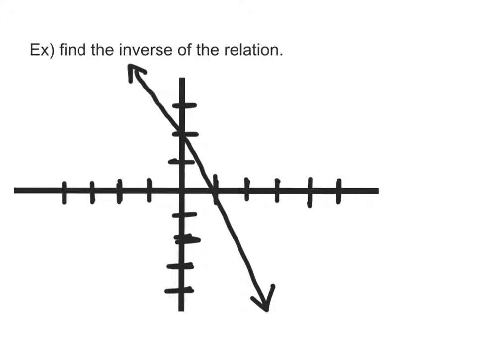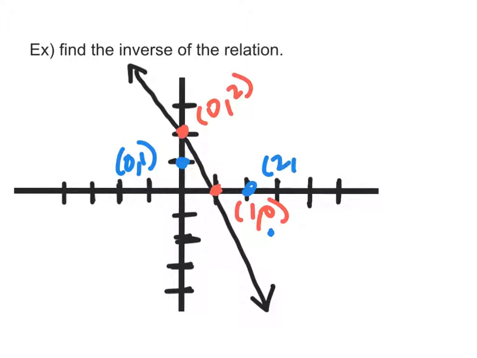Alright, so another example where we're going to find the inverse of this relation. In this case we have a line. So something to look at here is, let's look at these points that we know. Like this point here is (0, 2). This point is (1, 0). So if we flip-flop this, my inverse of this point here would be (0, 1). And then my inverse of (0, 2) would then be (2, 0). So essentially all we did was flip-flop our points, and then we're going to draw our line straight through.